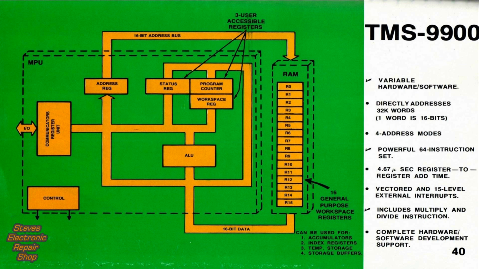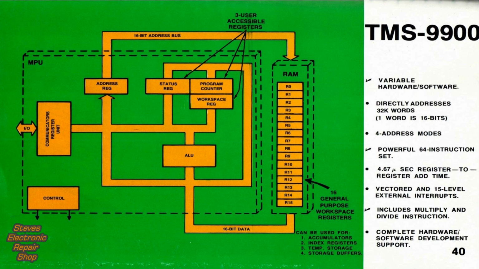The TMS 9900, shown here, is a popular 16-bitter that approaches the mini-computer performance level. Notice that the MPU only contains 3 user-accessible registers. The workspace register is the most unique and powerful programming feature of this chip. This register identifies the first of 16 general-purpose registers located in RAM.